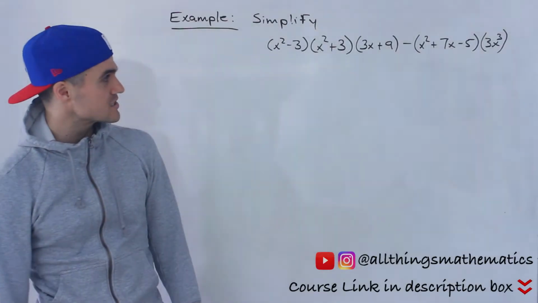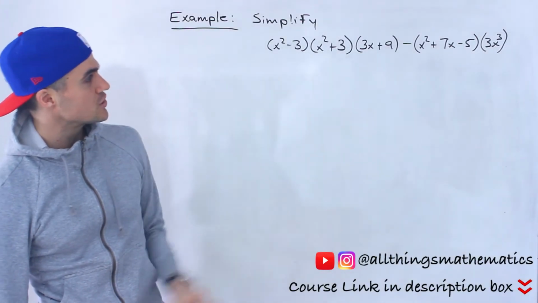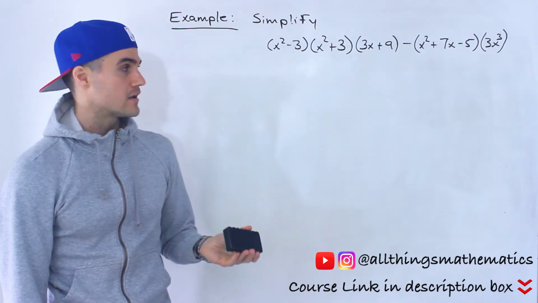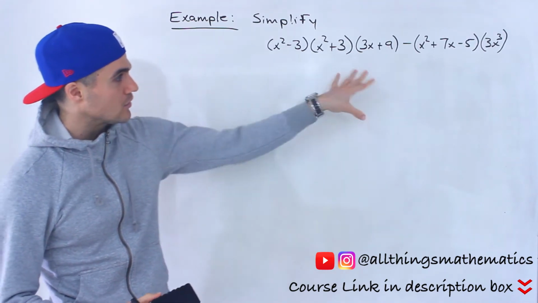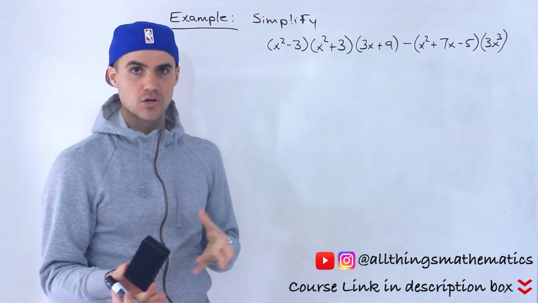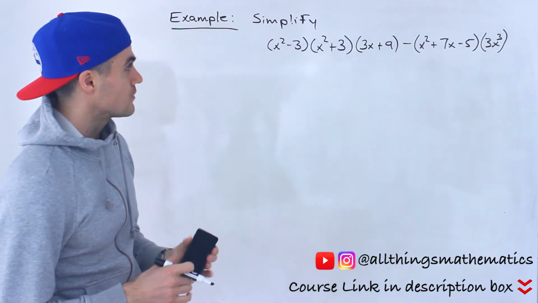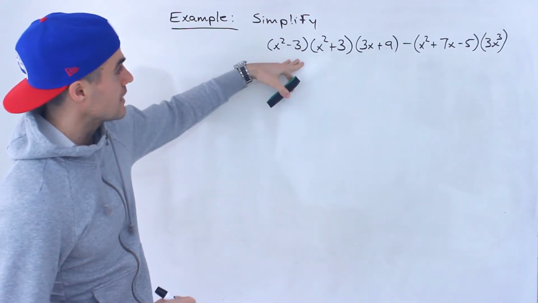Moving on to the next question. We have to take this whole expression here and we have to simplify it. So what we're going to have to do is expand all these brackets, collect all the like terms, and then simplify it. I'm going to start with this side over here.